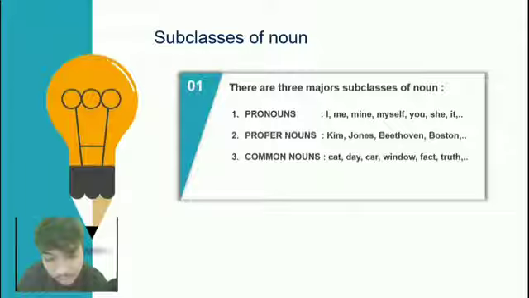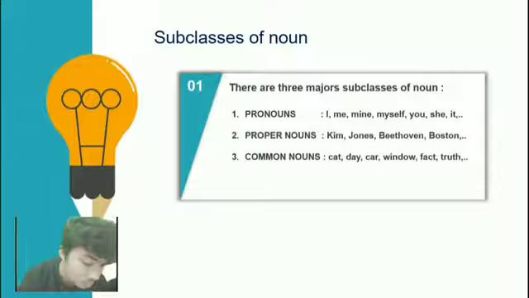And next, subclasses of noun. There are three major subclasses of noun. First is pronoun: I, me, mine, myself, you, she, and it. Second is proper nouns, like Kim, Jones, Beethoven, Boston, and others. And the last is common nouns, like cat, day, car, window, fact, and truth.